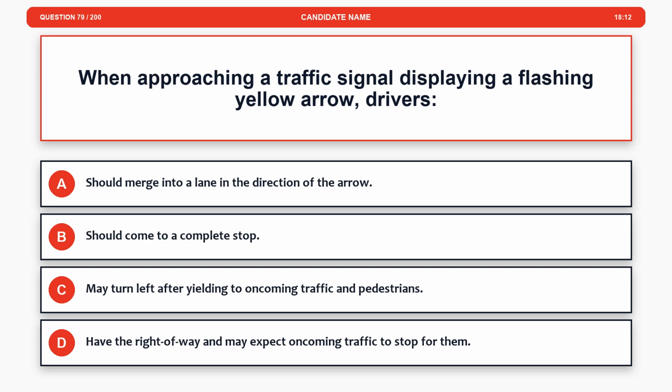Question 79. When approaching a traffic signal displaying a flashing yellow arrow, drivers: option A, should merge into a lane in the direction of the arrow. Option B, should come to a complete stop. Option C, may turn left after yielding to oncoming traffic and pedestrians. Option D, have the right of way and may expect oncoming traffic to stop for them.